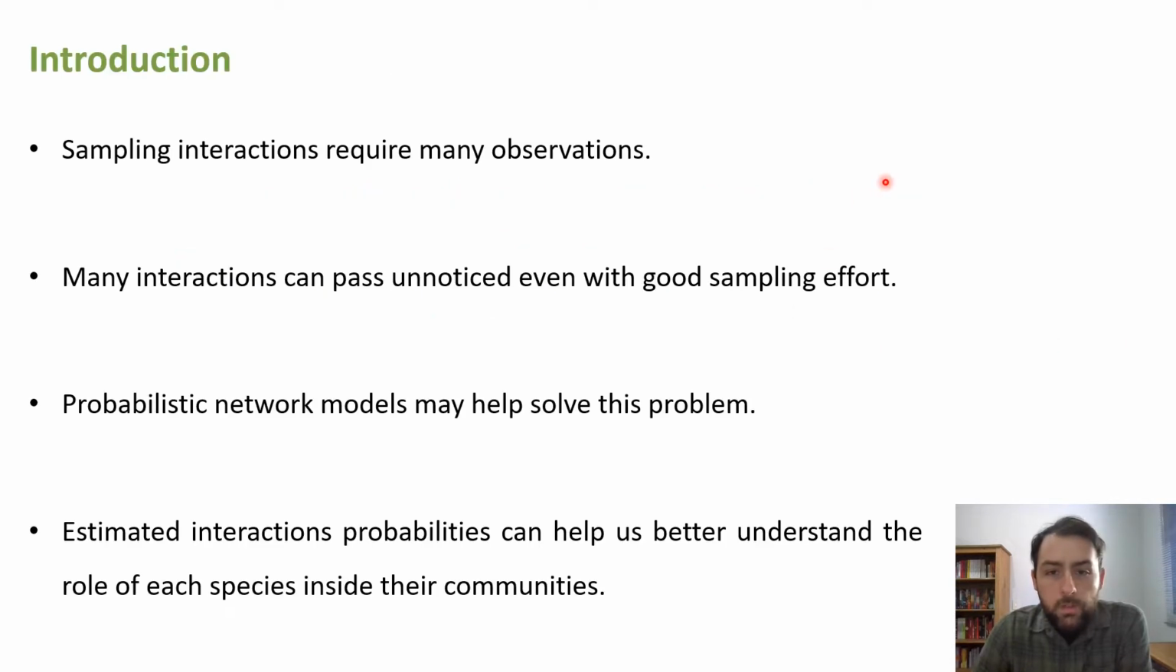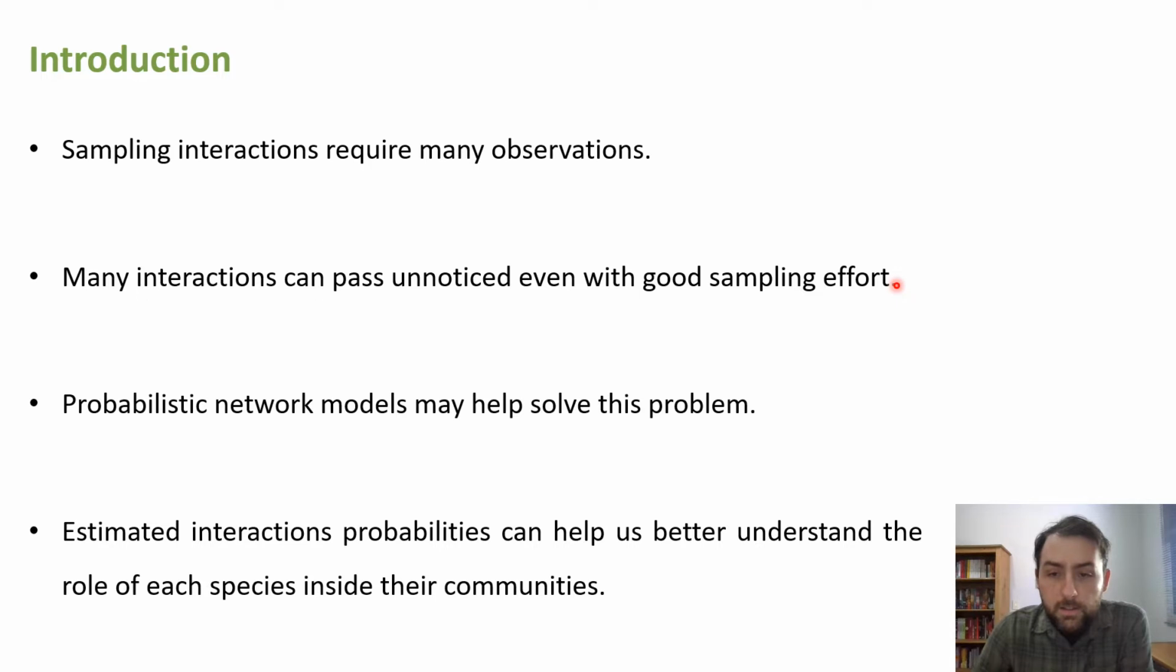When working with interactions, sampling requires many observations and can be pretty hard to do to get good information about when the interactions are truly happening. Many interactions can pass unnoticed even with good sampling due to temporal and spatial mismatches and problems related to abundance. To help solve this problem, probabilistic models can help.